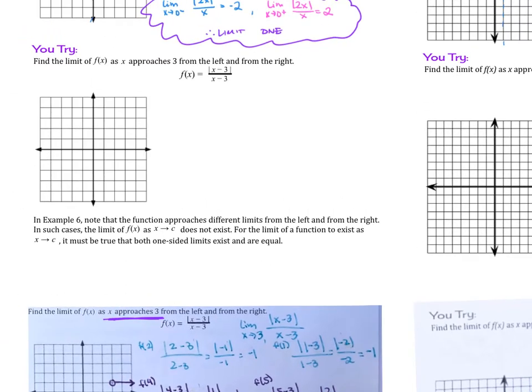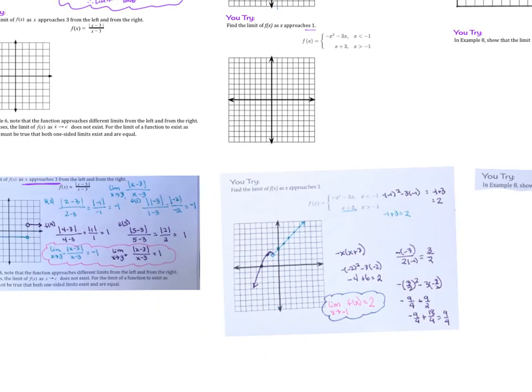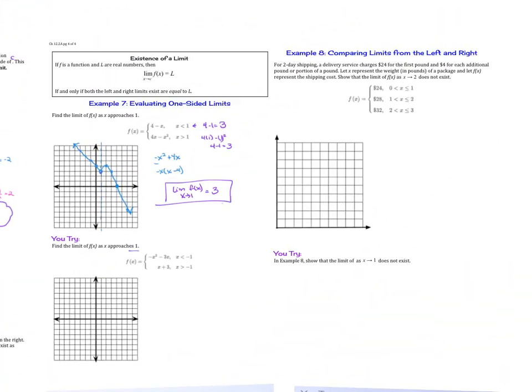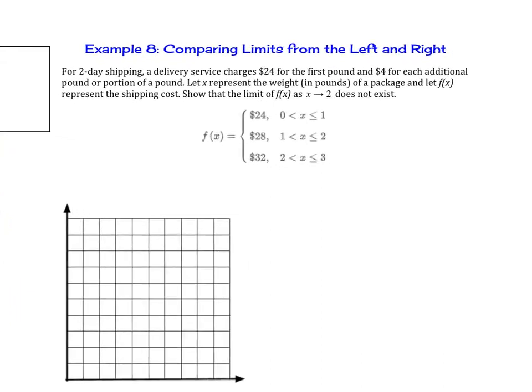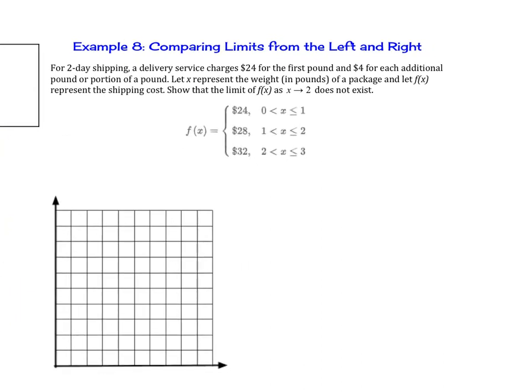For the limit of a function to exist as x approaches c, it must be true that both one-sided limits exist and are equal. Okay, so it does approach that same value. Let's look at a last example, comparing limits from the left and the right. For 2-day shipping, a delivery service charges $24 for the first pound and $4 for each additional pound or portion of a pound. Let x represent the weight in pounds of a package, and let f of x represent the shipping cost. Show that the limit of f of x as x approaches 2 does not exist.